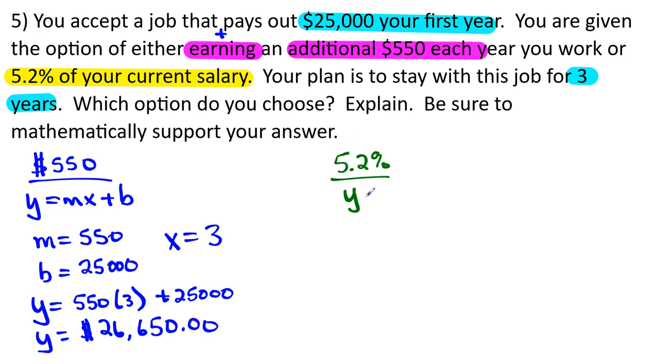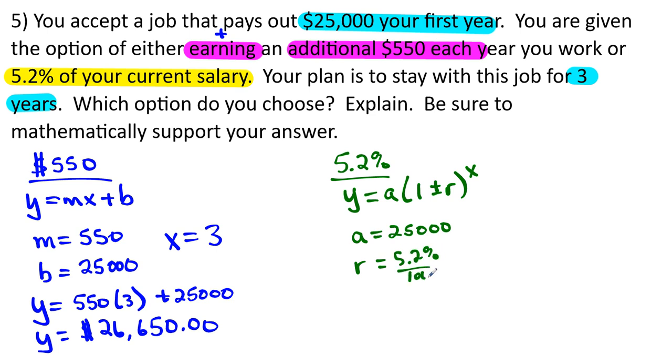Since it is a percentage, that means it's exponential. So let's use that exponential model that we've been using quite a bit today. Again, what's my starting value? 25,000, the same as the other. What is my rate of change? It's 5.2%, but we need to divide it by 100 to make it the decimal to use, which is 0.052. There we go. And then, of course, our years is still also 3. Go ahead and plug these values in.